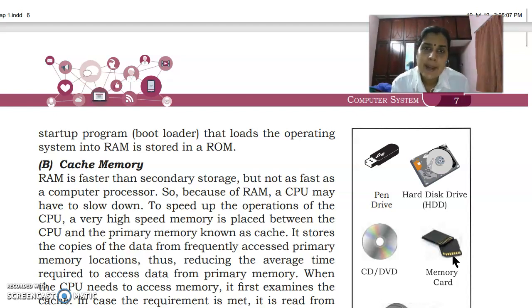So regarding primary memory, there are two classifications: RAM and ROM. RAM is volatile, ROM is non-volatile. Both are small in size because when we increase the size, the cost will increase.